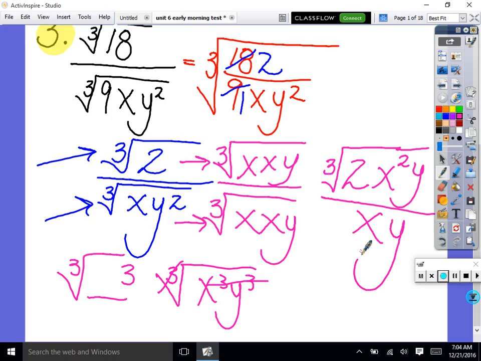Then you would say, well, that's it, because nothing more simplifies. So be really smart and don't mess that one up, because that one's really not that difficult. Questions on any of that? Okay.